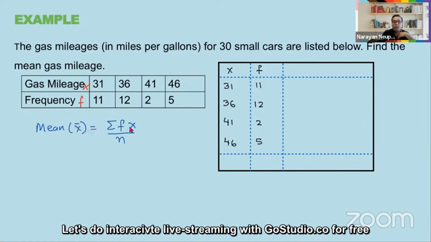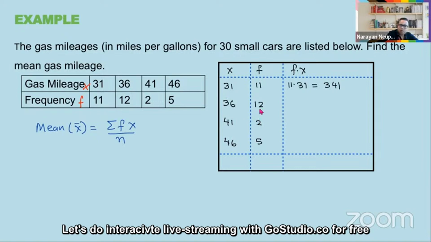Now, in order to find the mean, I need F times X. So in the next column, I need F times X. Remember, I told you from unit 3, we have the math, right? So you start seeing the math now. So F times X: frequency is 11 multiplied with 31. So it is 11 times 31. 11 times 31 is how much? 341. Is that right? Okay.